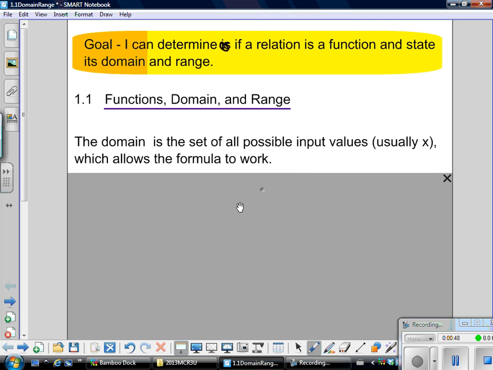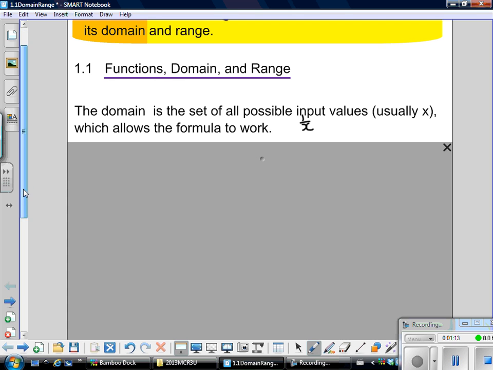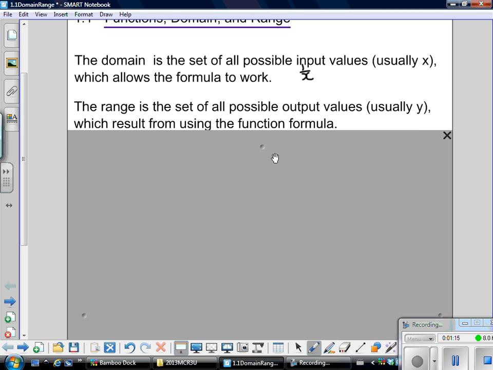That means if somewhere in the equation it has x in the denominator, for instance, obviously what will not work is if x is 0, because 1 divided by 0 doesn't work. That is mathematically impossible. So 0 would not be one of the possible input values. We'll talk a little bit more about that somewhere else along the line in this course. Now the range is a set of all possible output values, usually the y, which result from using the function formula.